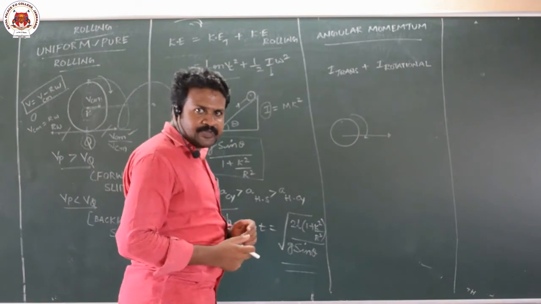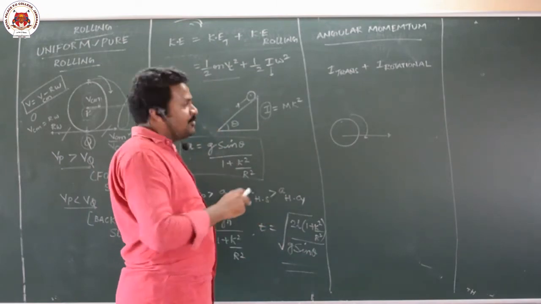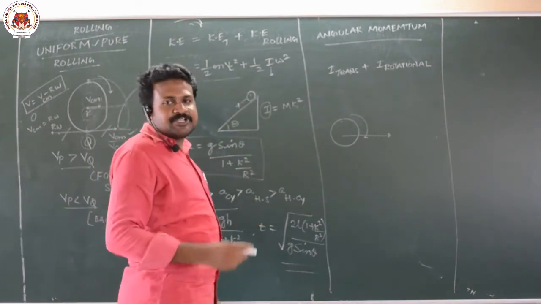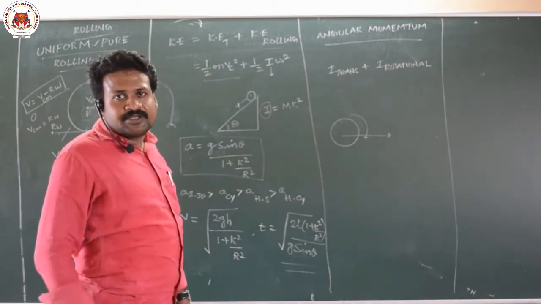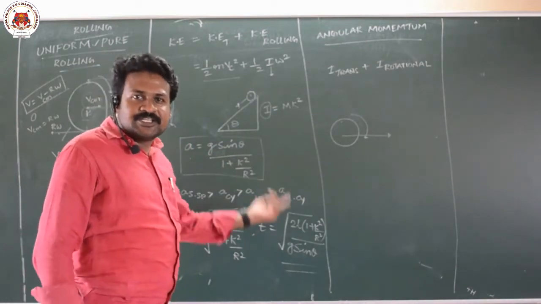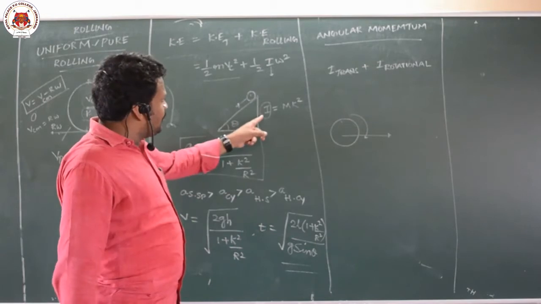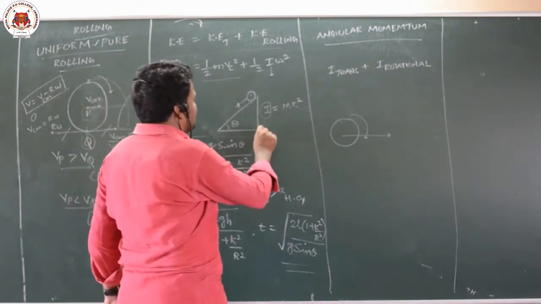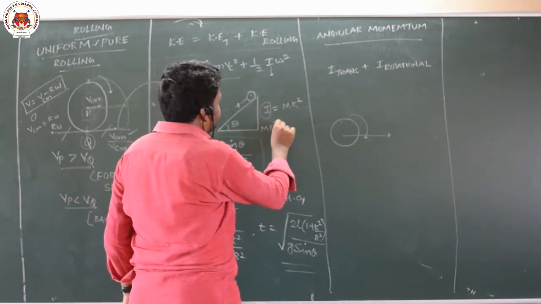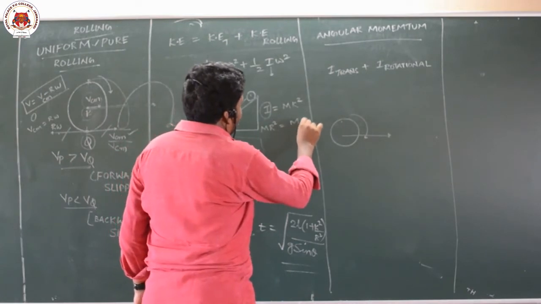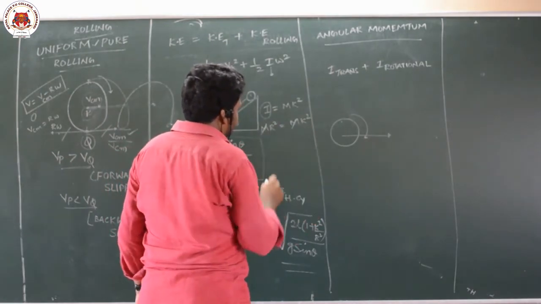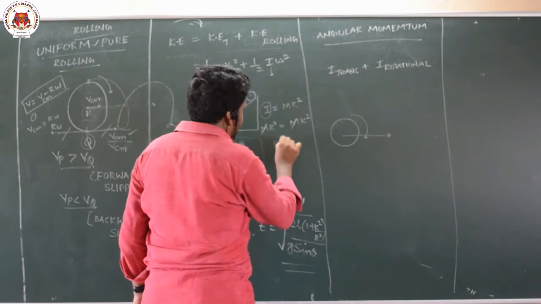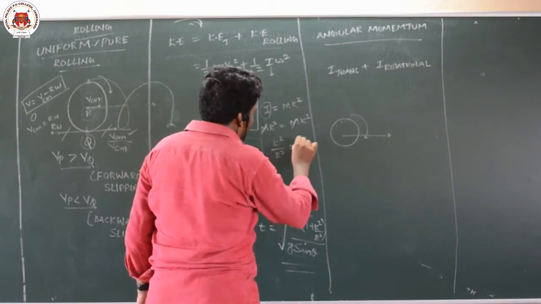Suppose the ring is rolling. Then the moment of inertia of a ring passing through the center is mr square, and passing through the tangent is 2 mr square. So there you write mr square is equal to mk square. Then what will you get? K square by r square is equal to 1.